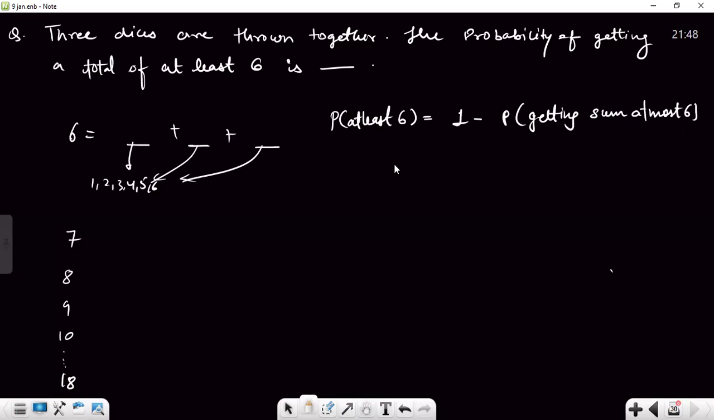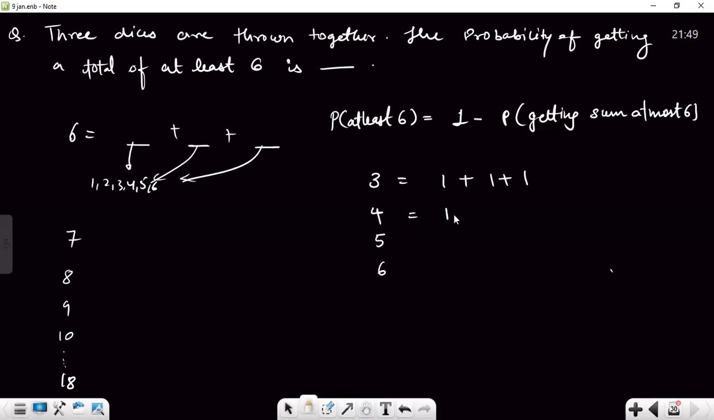Why? The minimum sum can be 1 plus 1 plus 1. Why 1? Because 1 is the least possible number on the dice, not 0. So the least possible sum is 3, then 4, 5 or 6, at most 6. How can 3 be made? Only when there is 1 on the first, 1 on the second, 1 on the third.